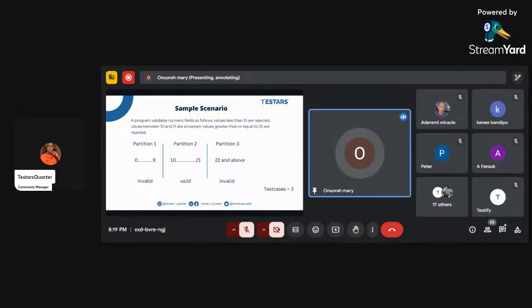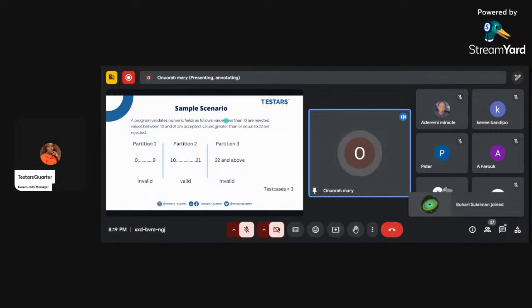Now, using equivalent partitioning, let's see how many test cases we can actually use to test this particular scenario and be confident enough to say that, at least to a certain level, this particular form or field is good to go, right? And so based on the steps that I mentioned before, the first thing is for us to identify our input data or our input conditions.